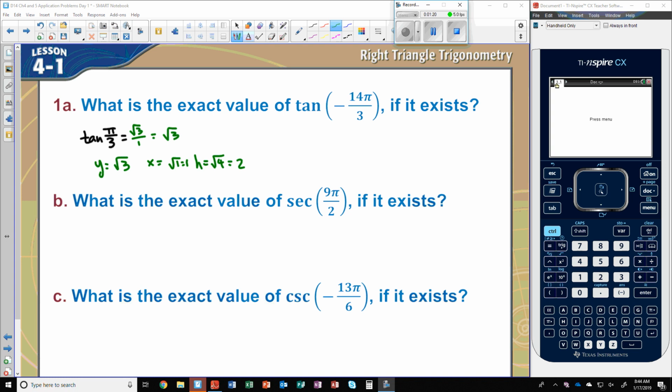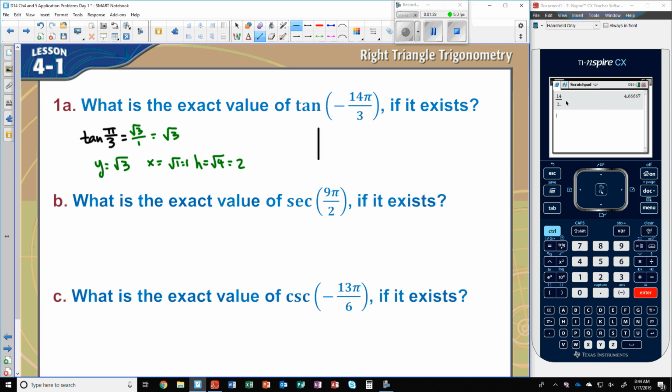So here's what I'm going to do. Negative 14 pi over 3. If you wanted to use your calculator, here's how you do this. You would do 14 divided by 3. Don't worry about the pi for right now. You see that this number rounds to 5. Since I didn't put the pi, this is rounding to 5 pi. And specifically, it's negative 5 pi because of that negative there.